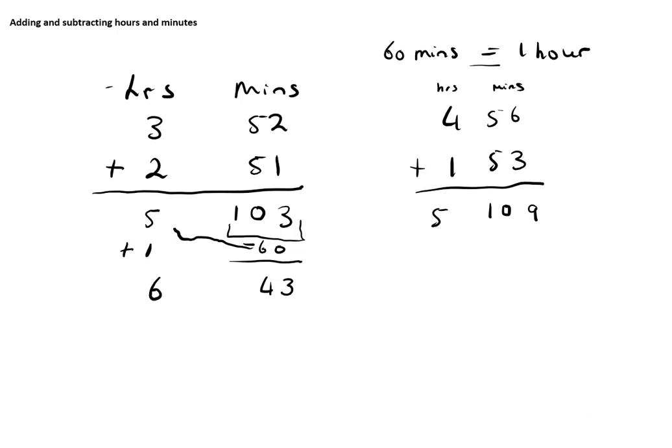Now you inspect the minutes section. If it is greater than 60, you take away 60 from it, leaving you 49. You then carry that 60 over, convert it into 1 hour. So that's 60 minutes becomes 1 hour. And you add as normal, so 5 plus 1 is 6. You have 6 hours and 49 minutes.